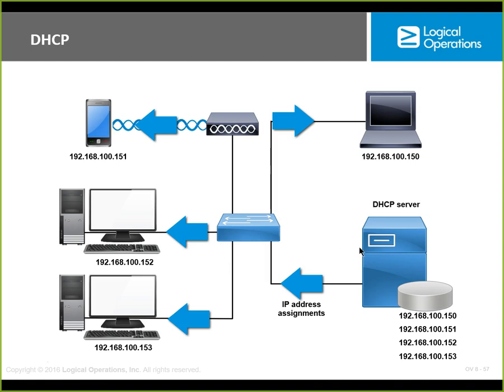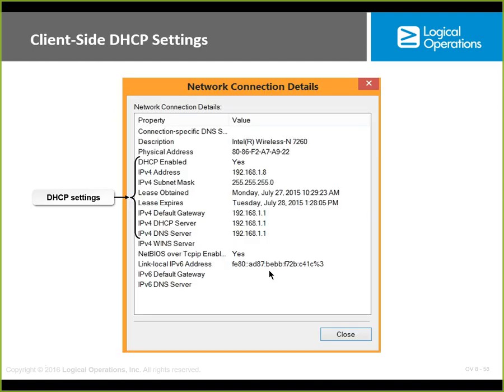So it sends us the IP address assignments when we ask for them, and by default all Windows machines are configured for dynamic addresses. So when they start up, they're going to ask for a DHCP address. In your home router, it's probably going to be the device that is the DHCP server. So we have here DHCP settings, DHCP enabled, and this is in the network connection details.